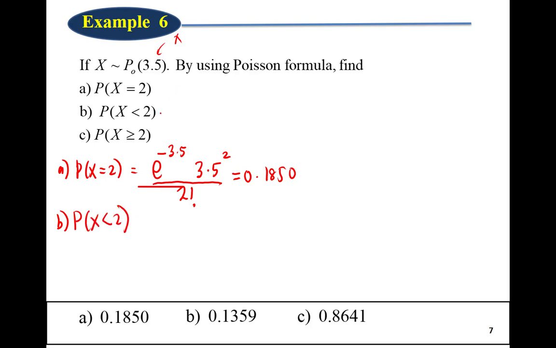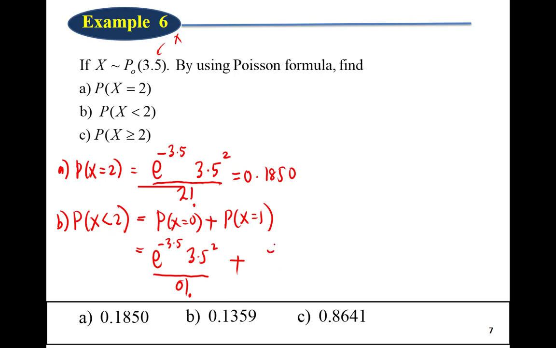Question B, probability of X less than 2. Remember, our x starts with 0, so less than 2, excluding 2, means P(X = 0) plus P(X = 1). So we substitute into the formula: e to the power of negative 3.5, 3.5 to the power of 0 divided by 0 factorial, plus e to the power of negative 3.5, 3.5 to the power of 1 divided by 1 factorial, which equals 0.1359.